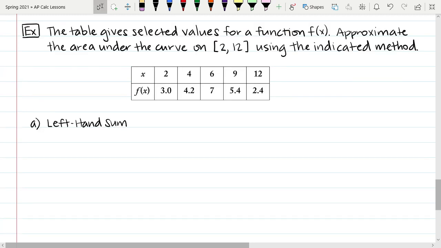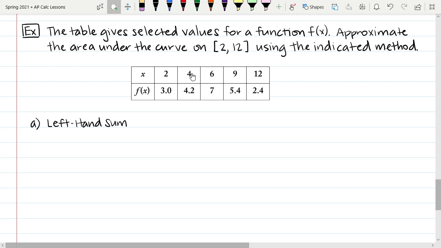Okay, so the table gives selected values for a function f of x. Approximate the area under the curve on the interval from 2 to 12 using the indicated method. So we're going to start off with a left-hand sum. Now again, notice for this table they gave us the function for selected values of x on the interval from 2 to 12. So remember, the idea is I'm trying to divide this region up into rectangles. And if I'm only given a table of values, I'm restricted to the values they gave me in terms of how many rectangles I have and how wide those intervals are. So I have to go along with the data in the table.